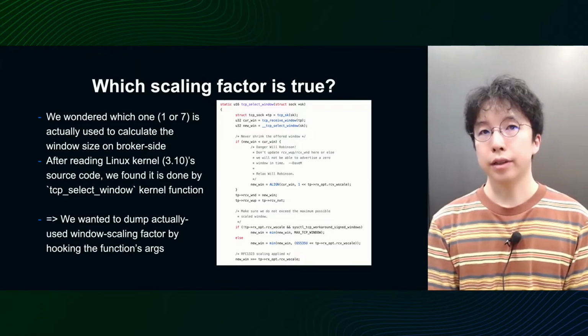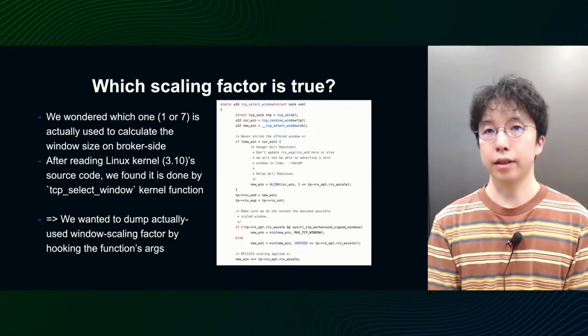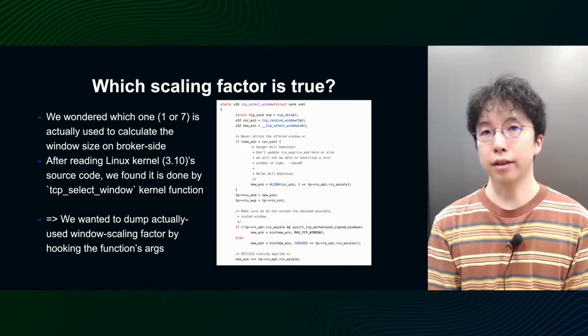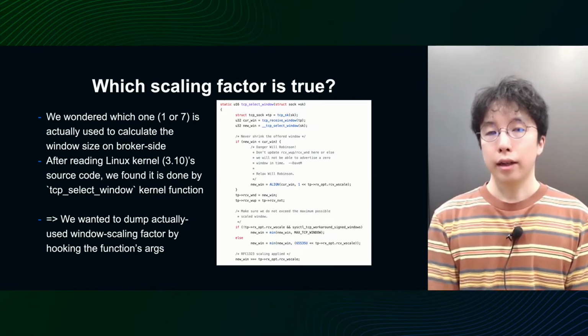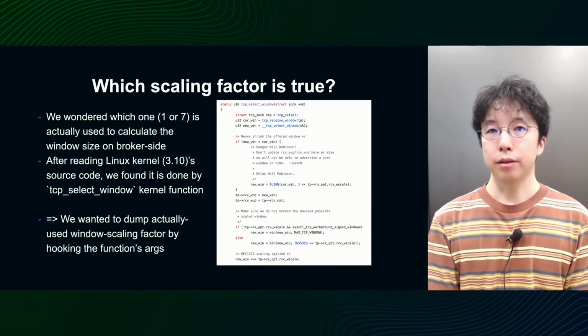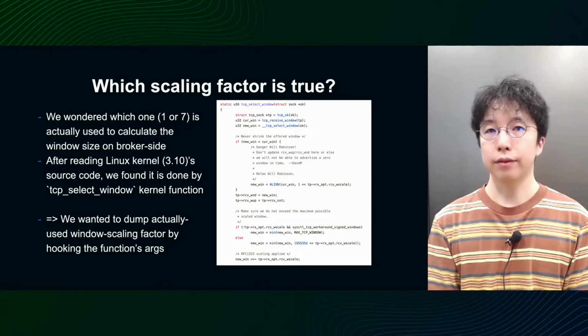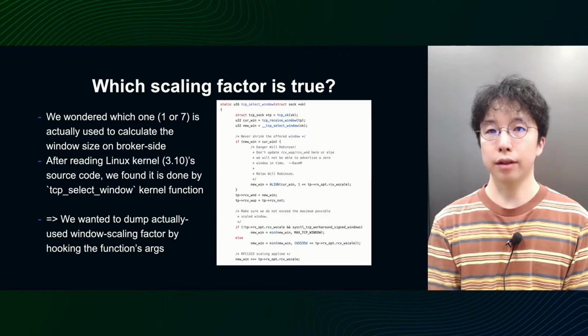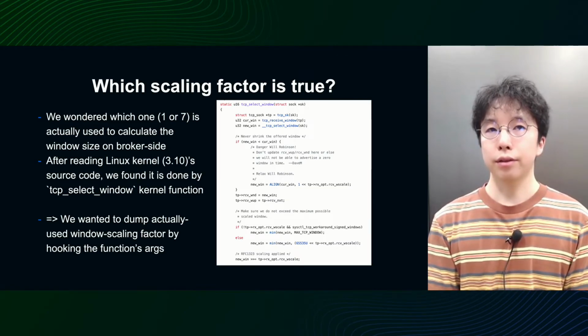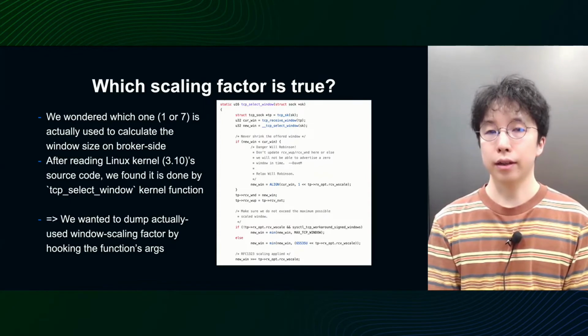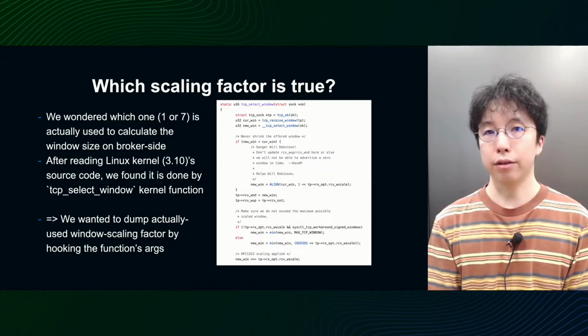Next, I decided to check whether 1 or 7 is actually used to calculate the window size to be advertised by the broker. Checking the source code of the Linux kernel, we found that the window size calculation is done by the tcp_select_window kernel function. Since the window scaling factor is included in the sock structure of this function, we thought about how we could dump it by hooking it.